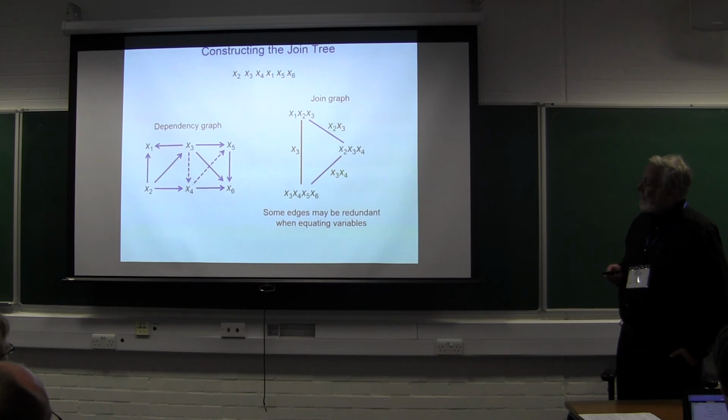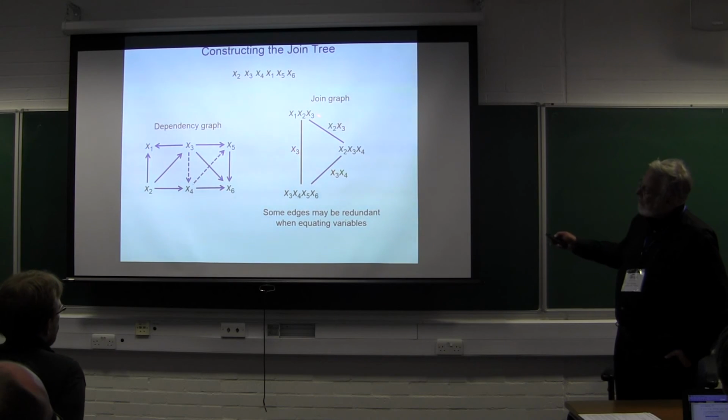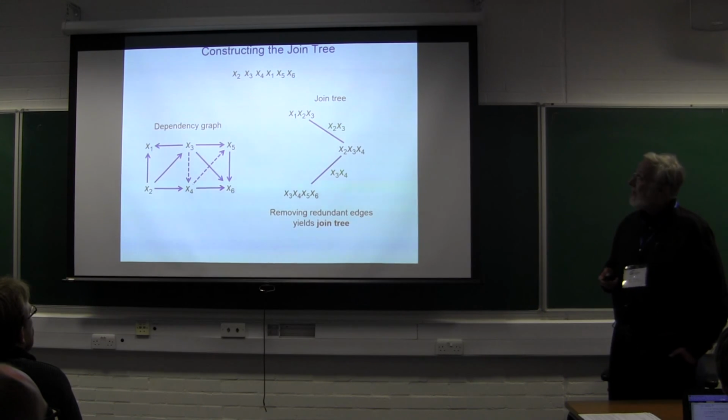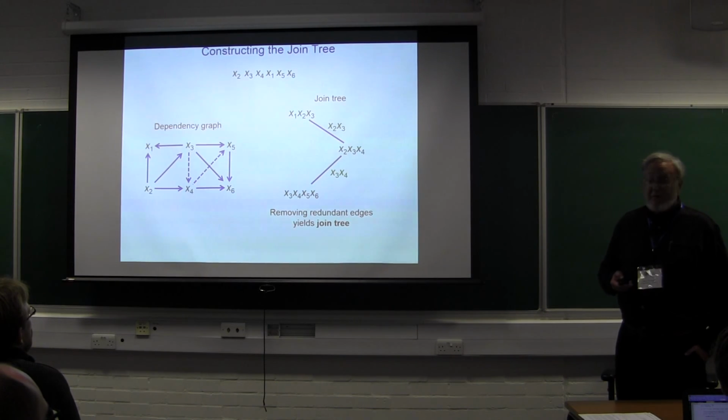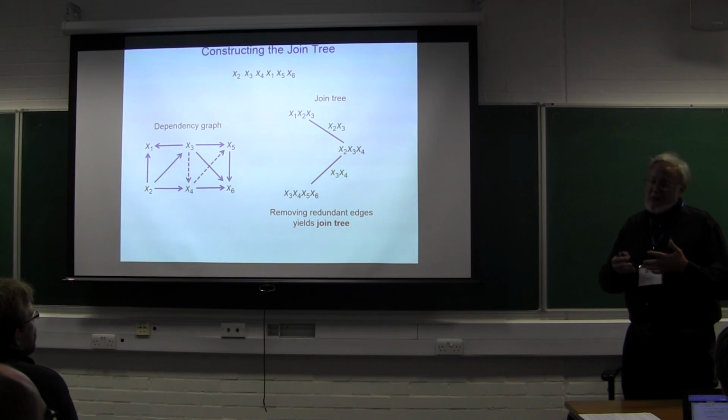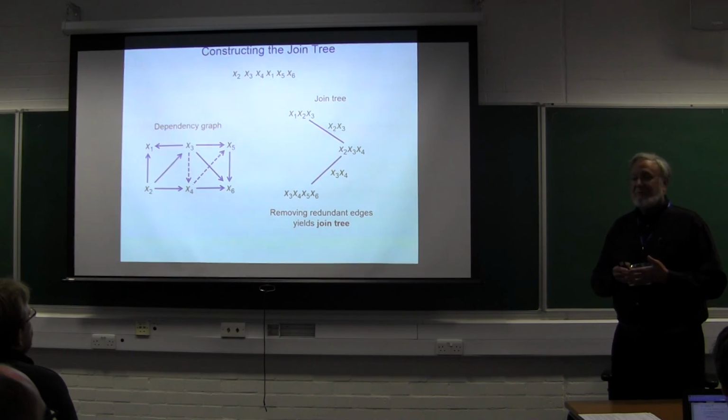Now it turns out that some of these edges are redundant. We can actually get rid of this one because we have an x3 path along here. Get rid of some of the edges. In fact, you can get rid of enough edges to form a tree. This becomes the join tree. The join tree captures the non-serial dynamic programming structure of the problem.